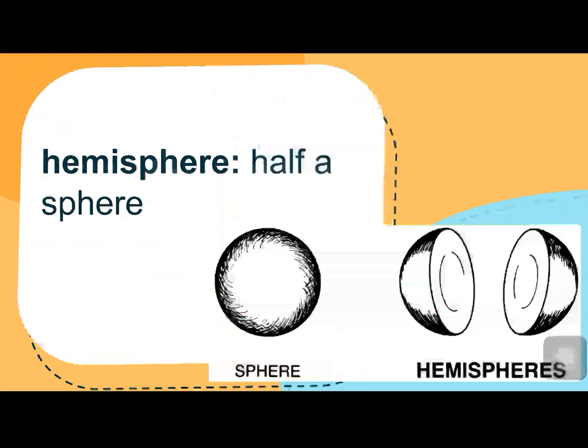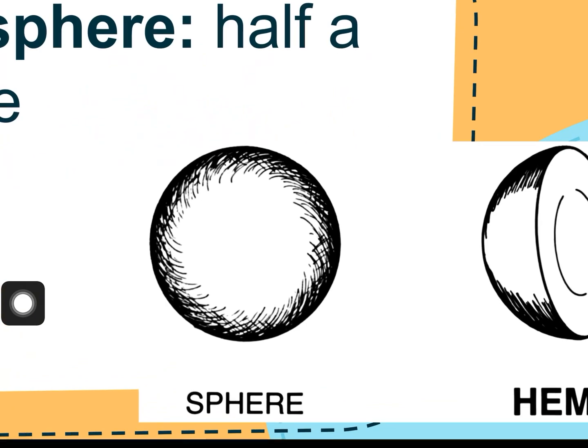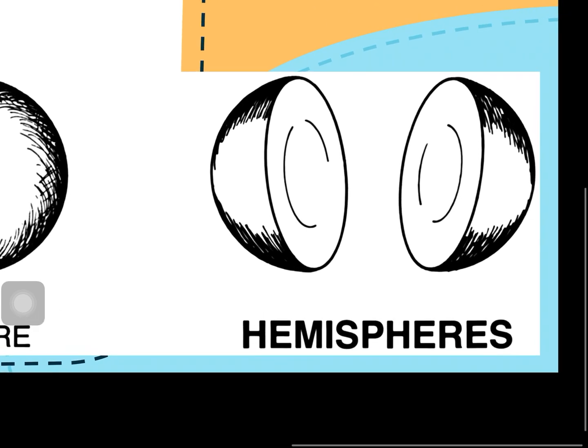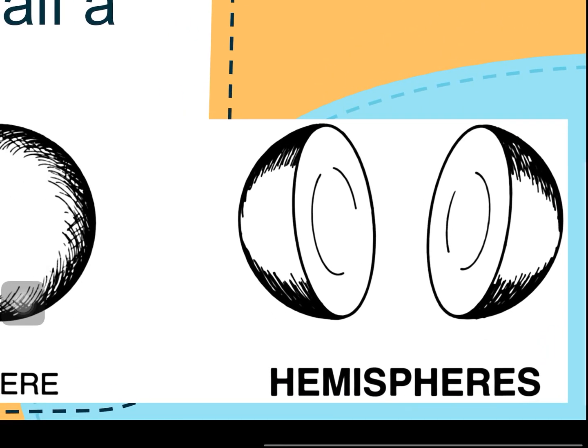Next, we're going to talk about the word hemisphere. Say hemisphere. Good. This is half of a sphere. So look at this first picture here. This is the picture of a sphere. Okay, that is a circular object. So think of our Earth. Our Earth is a sphere. It is circular. If we were to cut our Earth in half, we would have different hemispheres.